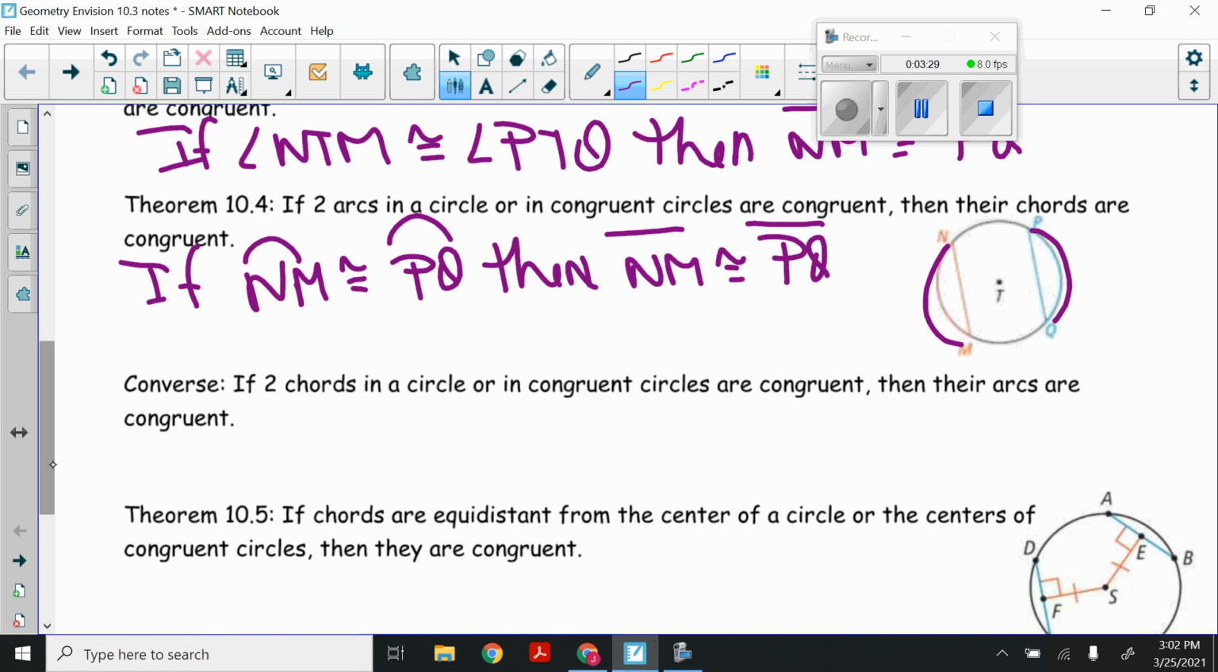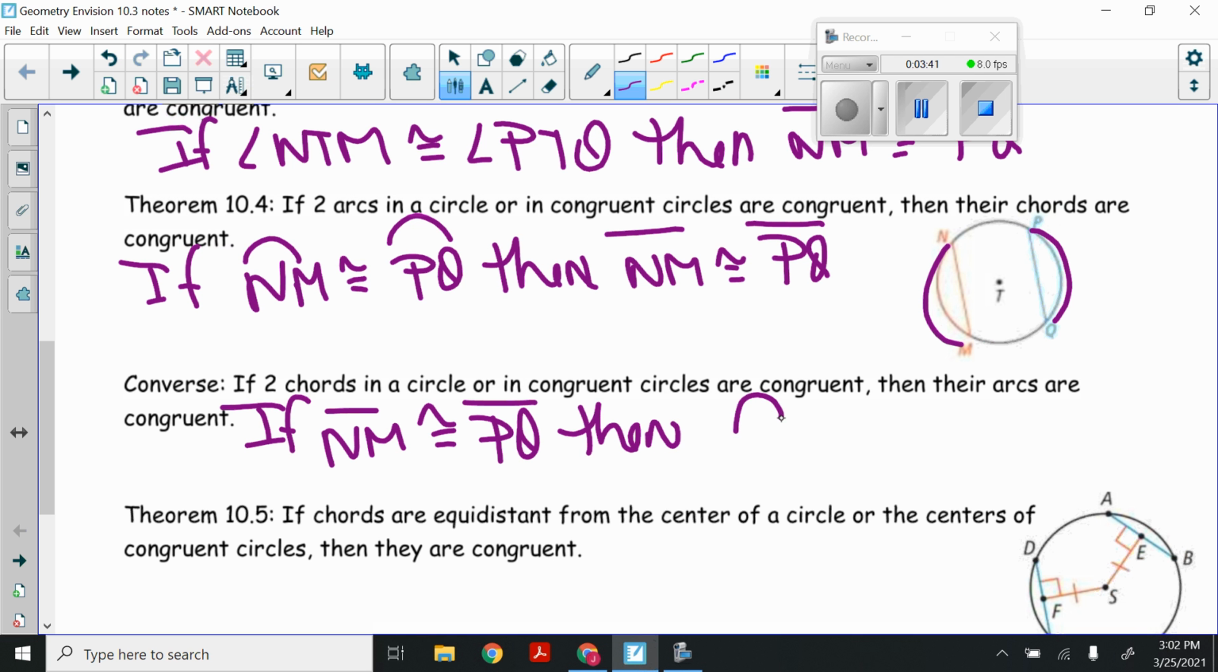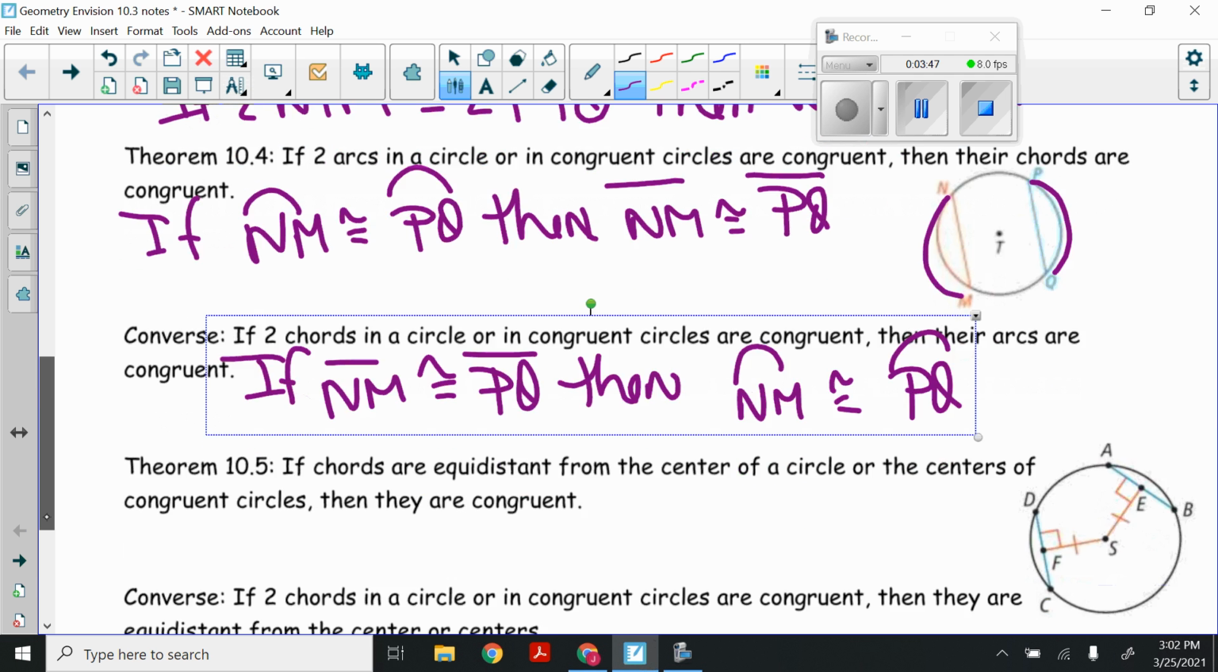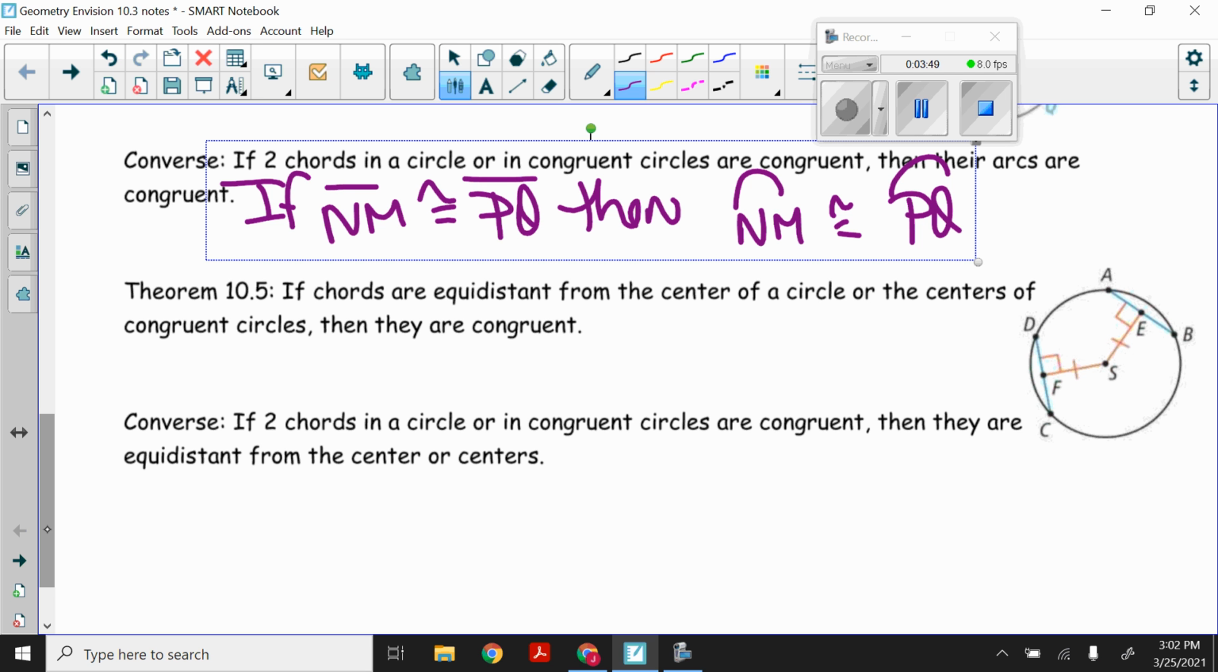The converse of that: if two chords in a circle or in congruent circles are congruent, so if NM is congruent to PQ, then I know their arcs are congruent. Arc NM is congruent to arc PQ. Theorem 10.5 tells me if two chords are equidistant from the center of a circle or the centers of congruent circles, then they are congruent.